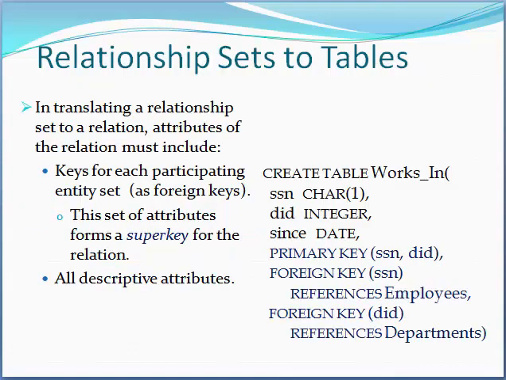In translating a relationship set to a relation, attributes of the relation must include keys for each participating entity set. A foreign key, inshallah, the next lecture will be on keys. A foreign key is the key that is a primary key in another table, or a reference key. This set of attributes forms a super key for the relation. All descriptive attributes like in this query set.